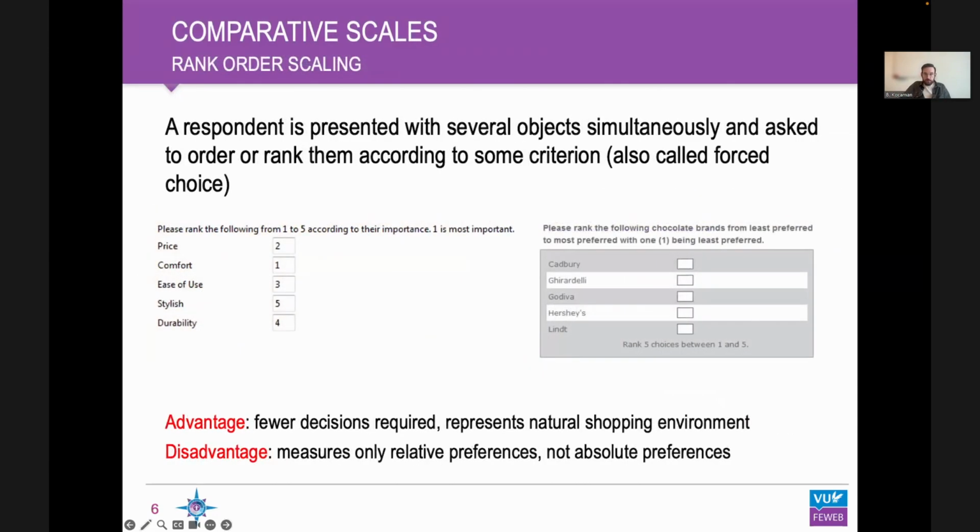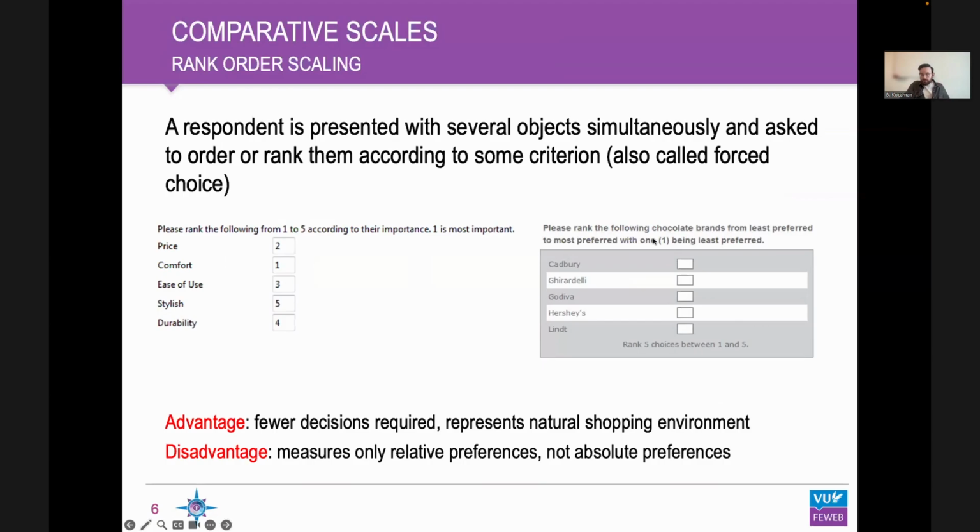Next, we have rank order scaling. This is, again, a comparative scale, but this time you provide all of the objects and ask respondents, for instance, to rank them based on the importance of factors like price, comfort, ease of use, etc. If comfort is the most important thing for you, then you put a 1 here. And being stylish, for instance, could be the least important for you.